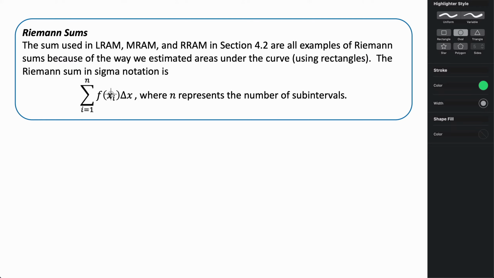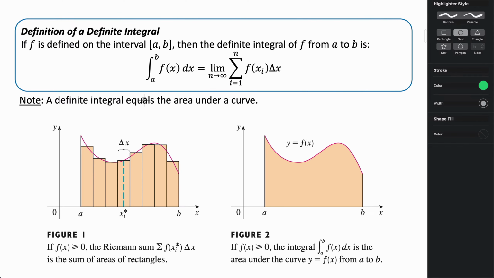So f of x sub i just represents the height of our function at some point in our subinterval, and then delta x represents the width of our subinterval. And so this is really just a sum of the number of rectangles that exist in our subinterval, where this represents their area in here, because it's the height of the function, or the height of the rectangle, times its width.